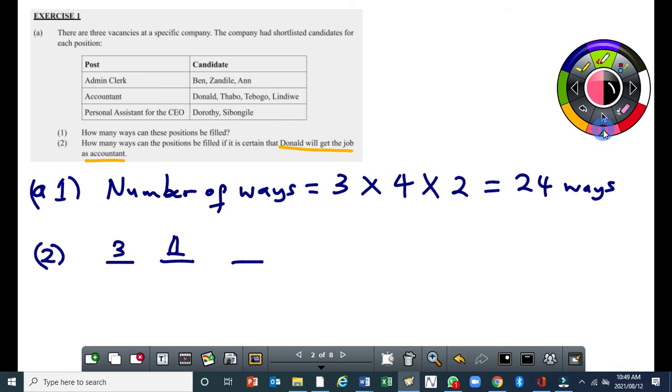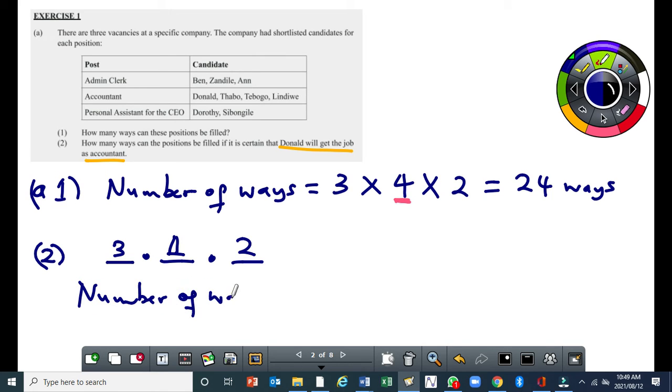Though in the first question we put 4 here because there was no restriction. But here we've got a restriction, and the restriction is that Donald has to be the accountant. So only one person is going to take that position. Then the last position can only be taken by 2 people. Then we use the fundamental counting principle. So the number of ways will be equal to 3 times 1 times 2, which is 6 ways.